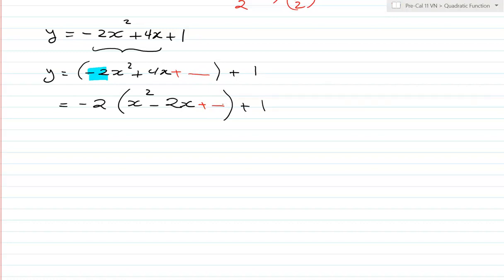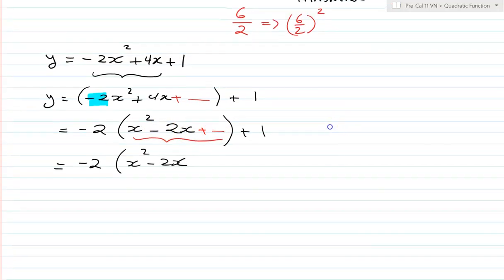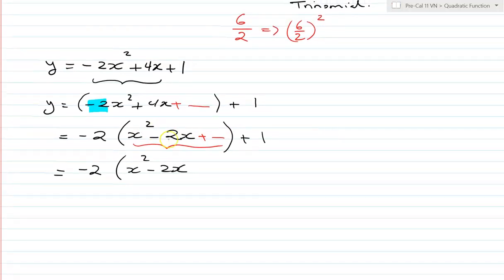Great. All right. So now let's look at the inside of this bracket. What should we add to the first two terms? So the third term should be what? That makes it a perfect square trinomial. We're going to follow the same routine, same process. Half of minus 2, that's negative 1, and negative 1 is squared. So plus negative 1 squared. Okay, that's the first thing that you have to do.